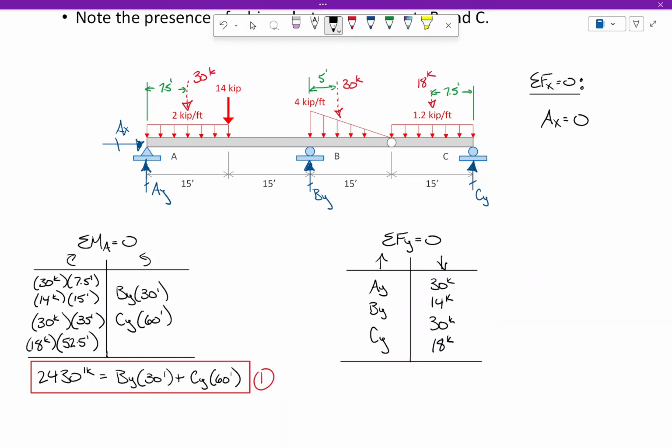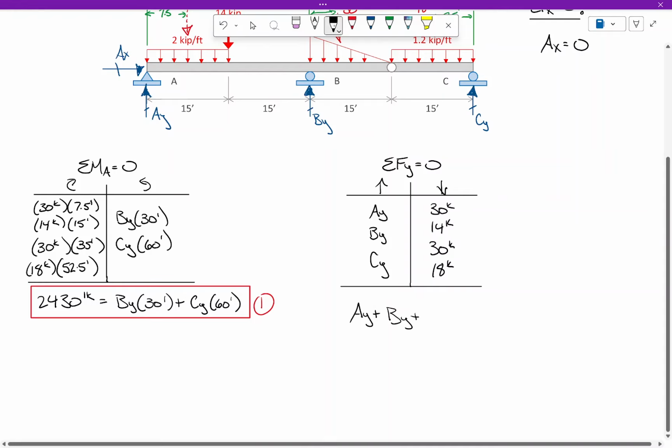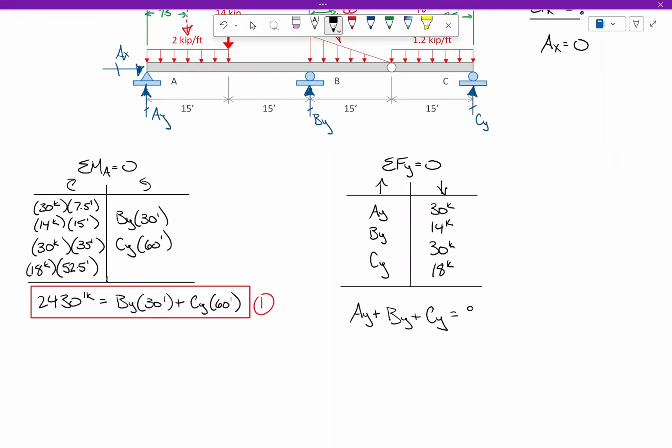So let's see, 14 and 18 gives me 32. So is that 92? Yep. Did you get that right? Okay, so this tells me that AY plus BY plus CY is 92 kips. And that's a second equation. But again, it doesn't give me an answer, right? It's a true fact that I can use later, okay?